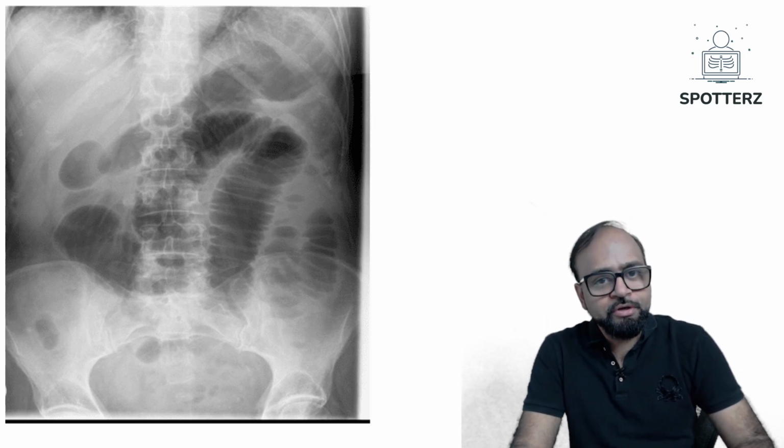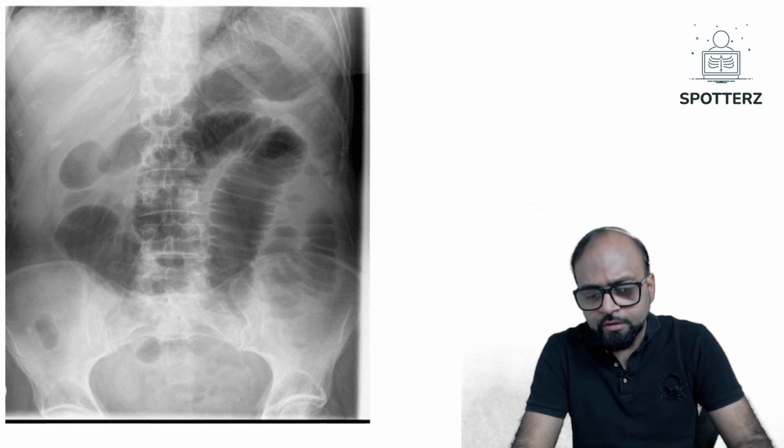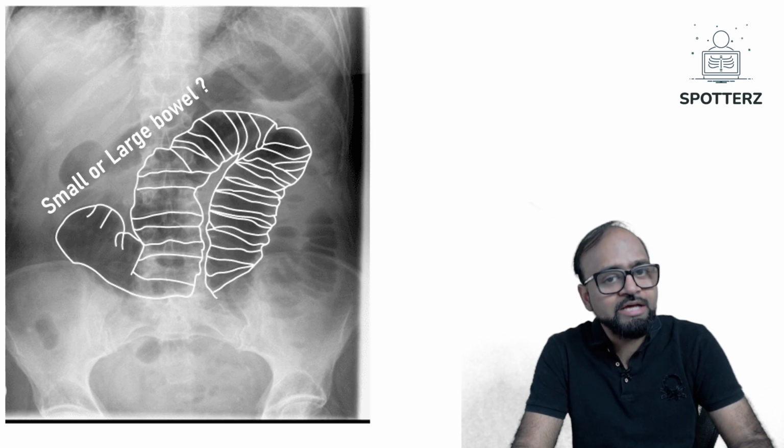Now look at this particular abdomen radiograph. This is a very frequently asked spotter in your exam. You can see a prominent bowel loop within it. Which is this bowel loop? Is this a small bowel loop or a large bowel loop?